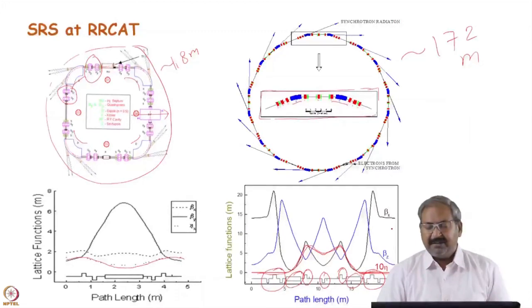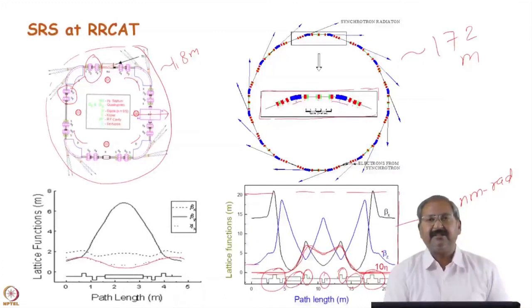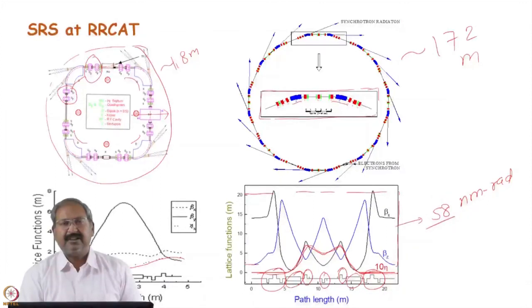The equilibrium beam emittance of Indus 2 is 58 nanometer rad. So now you can see that 58 nanometer rad is the beam emittance, and roughly in the range of 3 to 20 meters are the values of the beta function. So you can calculate at different locations what the beam sizes are. Beam size will be the square root of the emittance multiplied by the beta at that location. That will give you the beam sizes. This will come out in hundreds of microns.